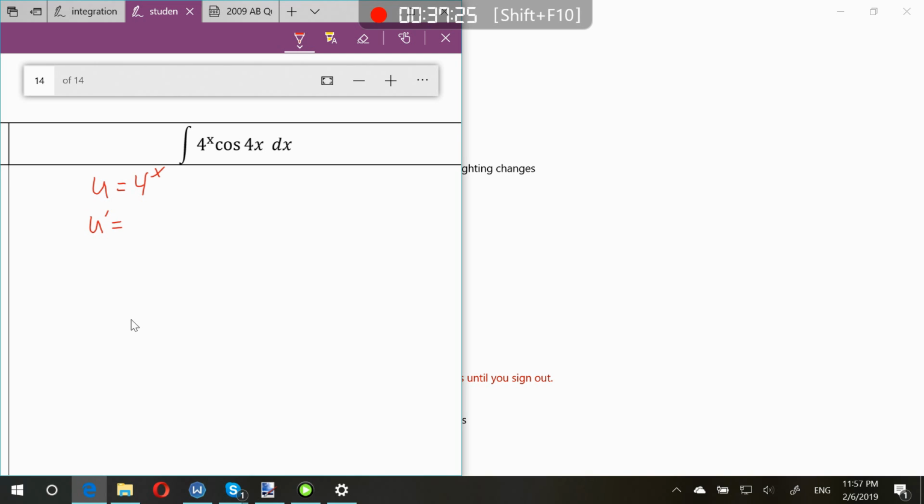Okay, if you derive a to the x, you get a to the x ln a. So if I derive 4 to the x, I should get 4 to the x times the natural log of 4. When you derive, you multiply by the natural log of your base. So when I integrate, I would divide by the natural log of our base. Last time we were integrating, so we divided. This time we're deriving, so we had to multiply.